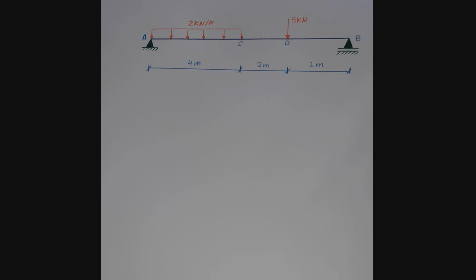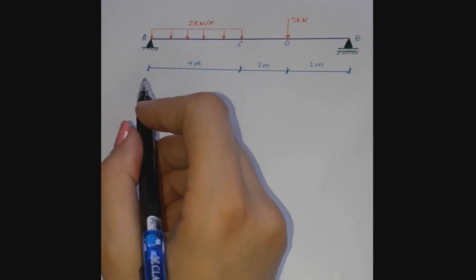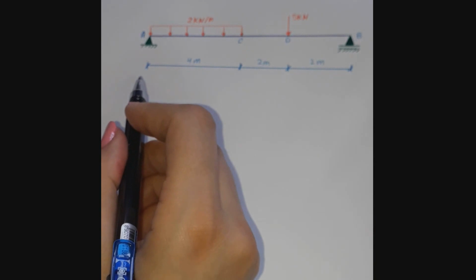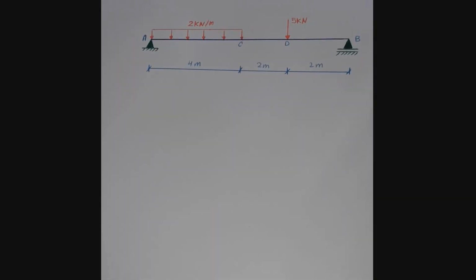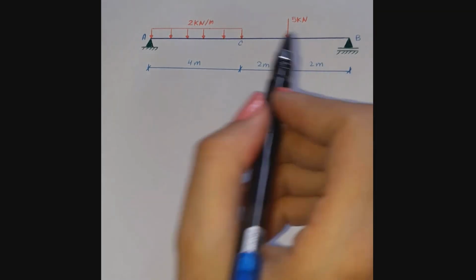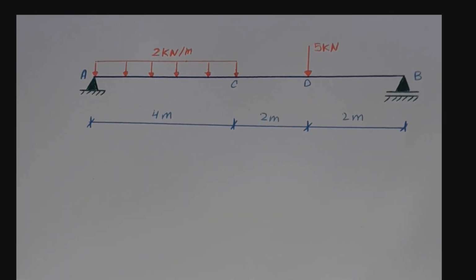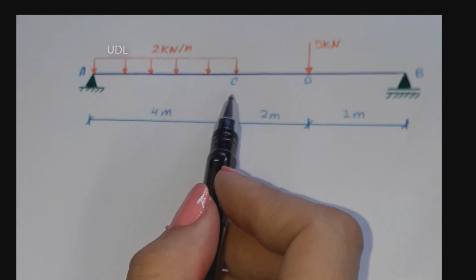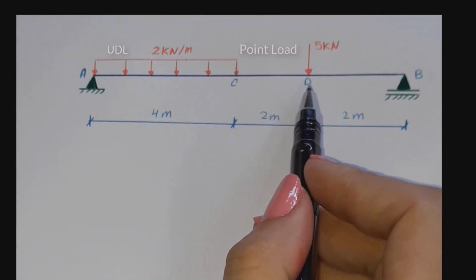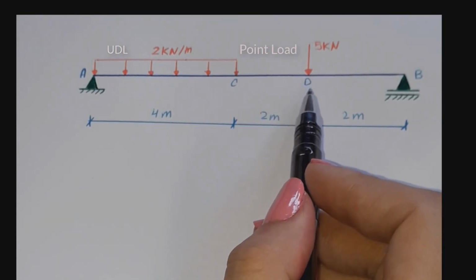As you see here, we have a simply supported beam with a span of 8 meters. We have here at point A a pin support and a roller support at point B. And we have two kinds of external load: a uniformly distributed load acting between the points A and C, and a point load at point D.